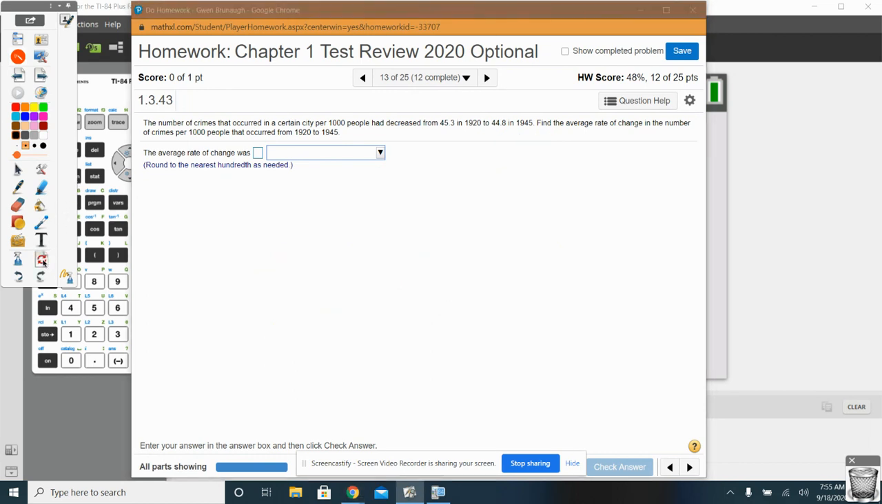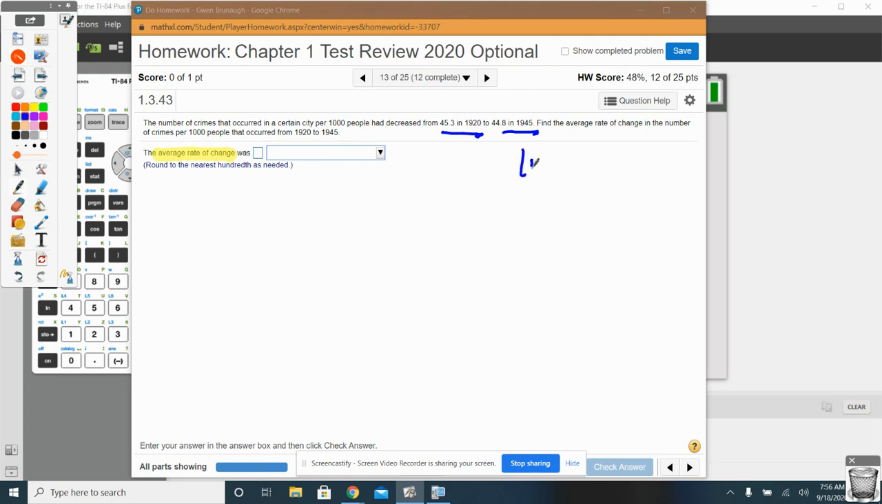Okay, this is another slope question, but it's a little bit more difficult. The reason I know it's a slope question is because it's asking me for the average rate of change. That is another way of asking for slope. The number of crimes that occurred in a certain city per 1,000 people had decreased from this to this. Find the rate of change.